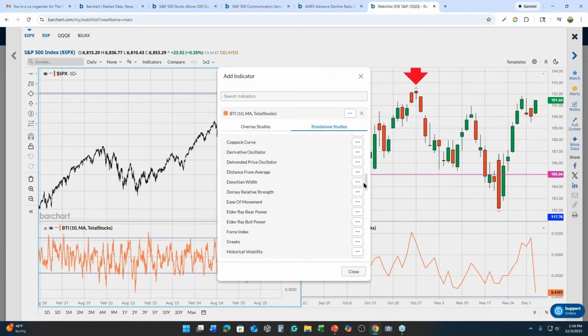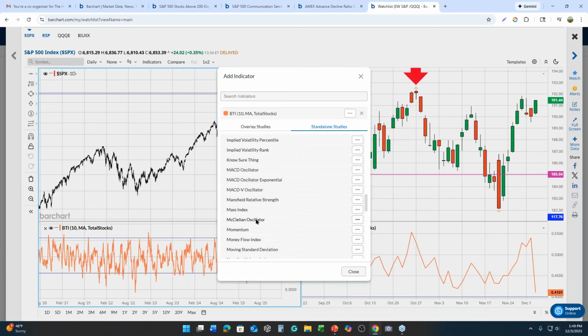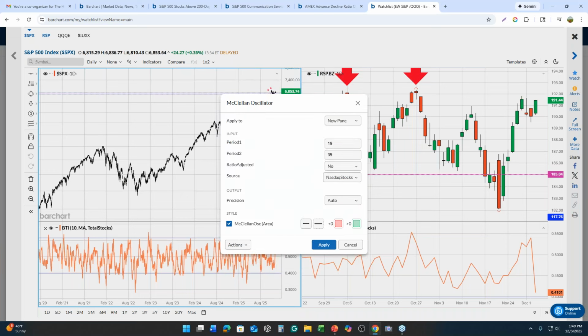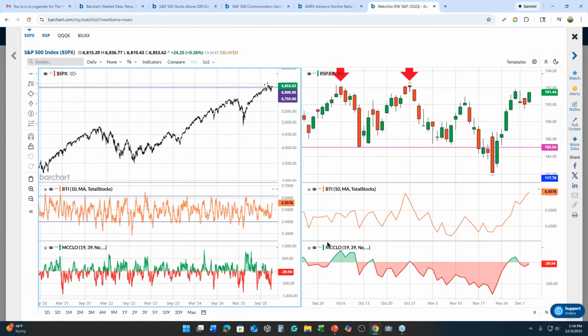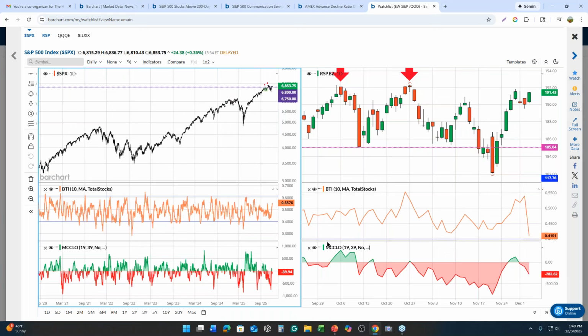And excuse me, standalone. There it is. And some of you might be familiar with this one. It is part of what is called the Hindenburg Omen. And again, this just tells us momentum. Anything that is green is telling us we have positive breadth. Anything that is in the red is telling us we have a negative breadth.